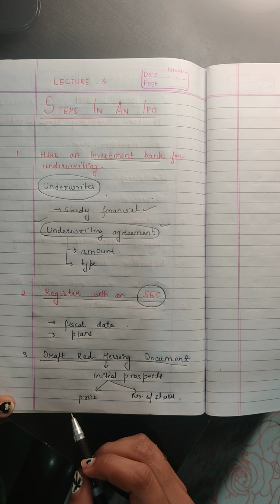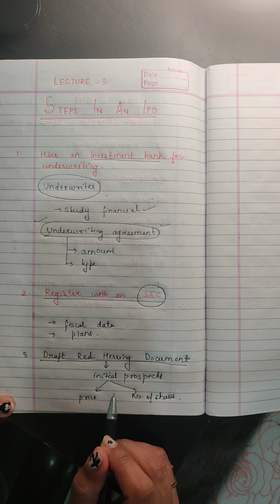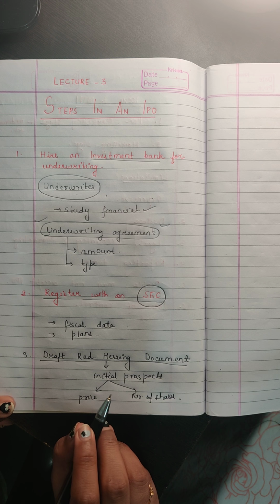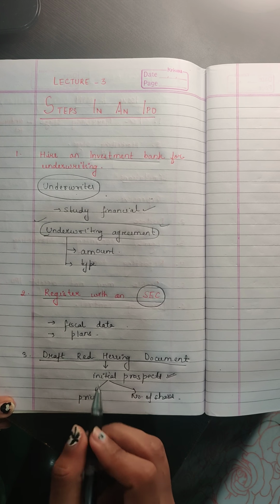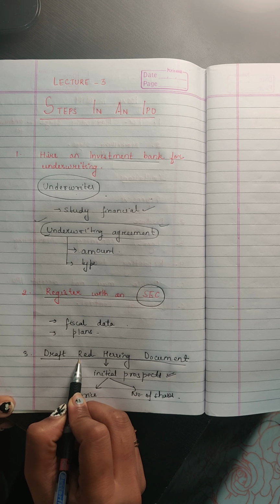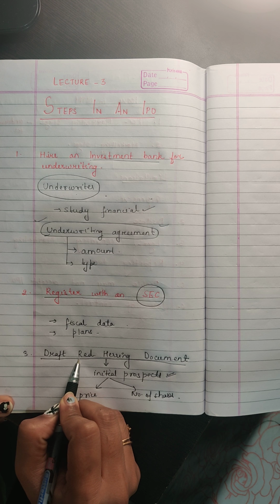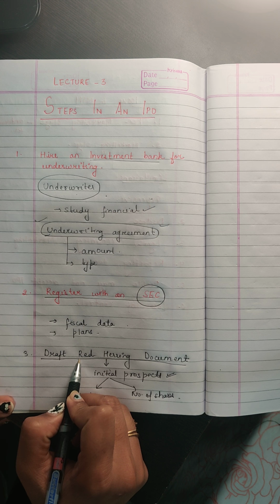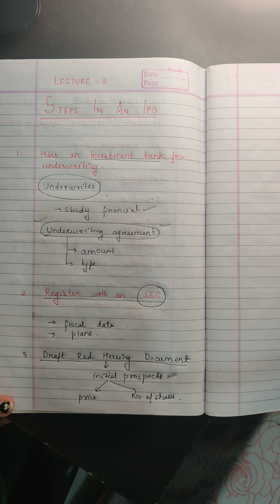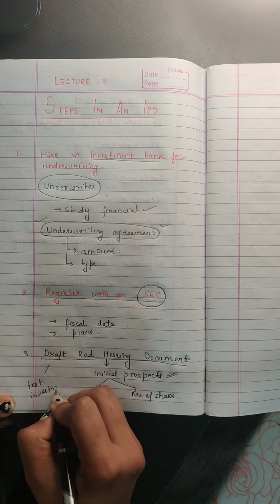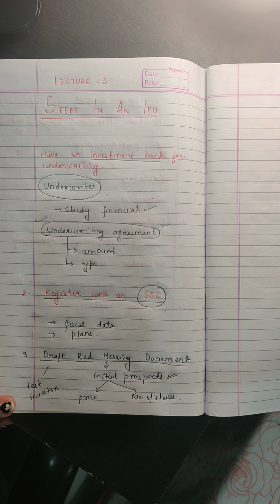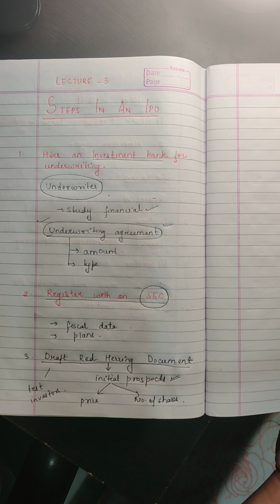It is called a red herring document because the first page of the prospectus contains a warning which states that it is not a final prospectus, that is, it is an initial prospectus. So it is called a red herring document because it is giving a signal that it is just an initial prospectus. The main aim is to test the investors, whether the IPO is going to be accepted or not. So this is just a test for the investors.